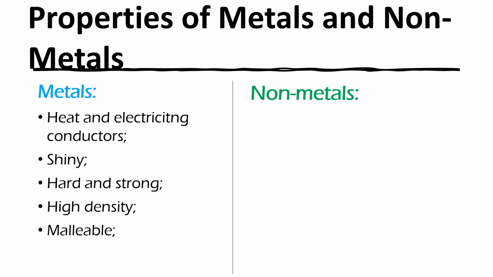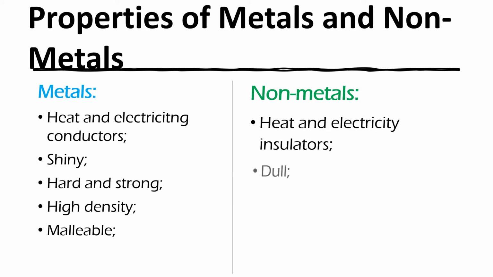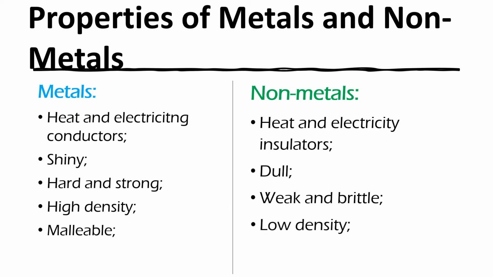Non-metals are pretty much the opposite of metals. They have low conductivity of heat and electricity as they are insulators. They are dull, weak and brittle. They have a low density and are also present as gases, liquids and solids at room temperature. The elements that lie close to the separating line, such as boron and silicon, share metal and non-metal properties, which means that they can behave as metals or as non-metals.